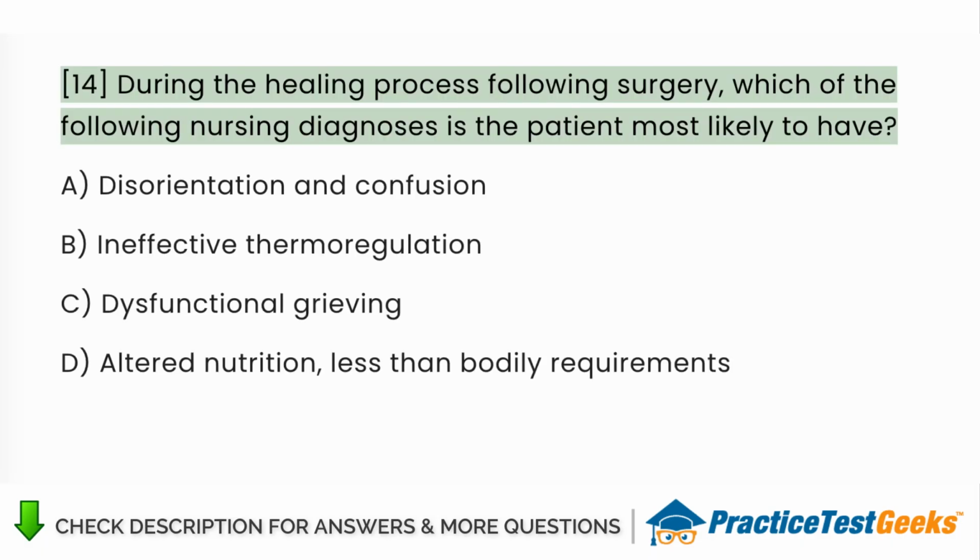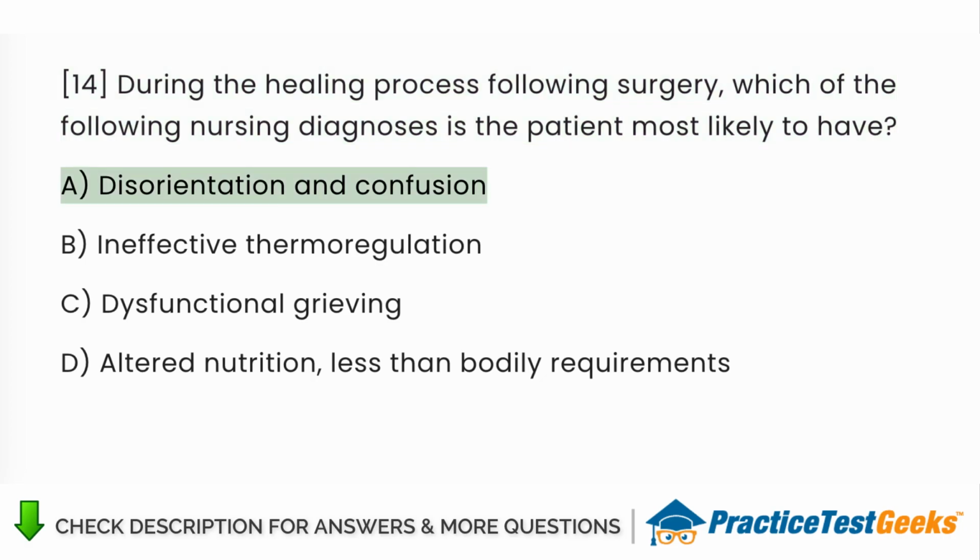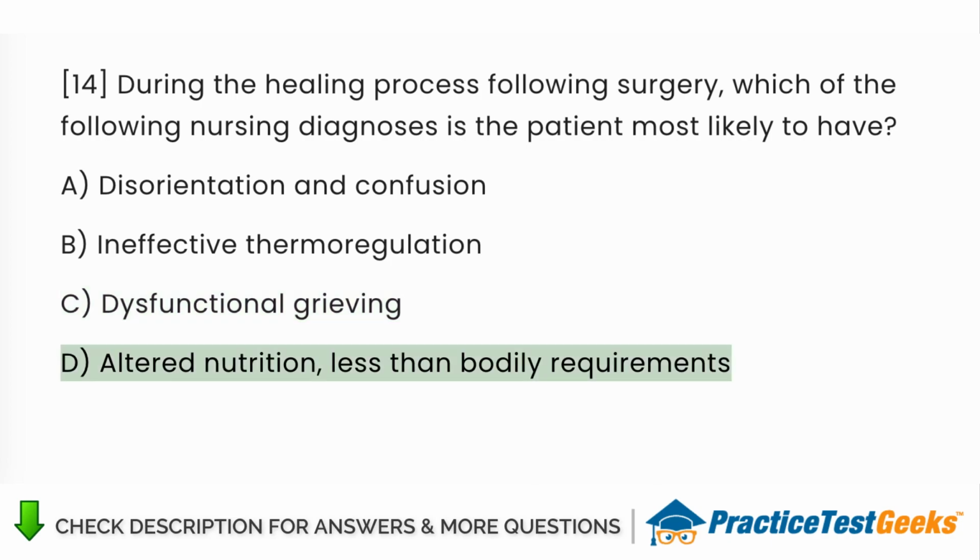During the healing process following surgery, which of the following nursing diagnoses is the patient most likely to have? A. Disorientation and confusion. B. Ineffective thermoregulation. C. Dysfunctional grieving. D. Altered nutrition, less than bodily requirements.